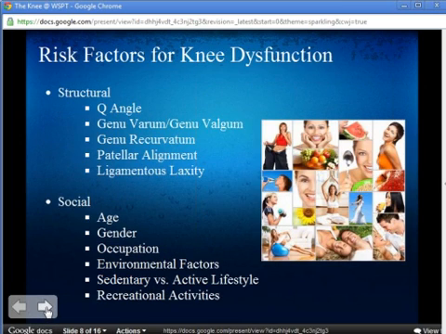Now coming to what are the risk factors for knee dysfunction. After that, Mike will take over and explain how to prevent those injuries and what the surgical approaches are to treat them. I'll be discussing what exactly a knee joint is, what structures are prone to injuries, and what the risk factors for the injuries are.